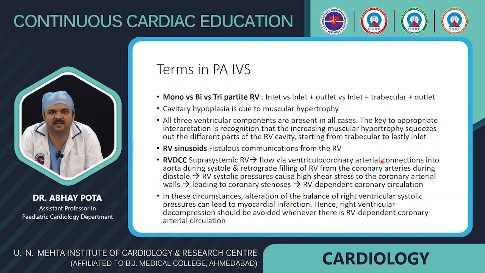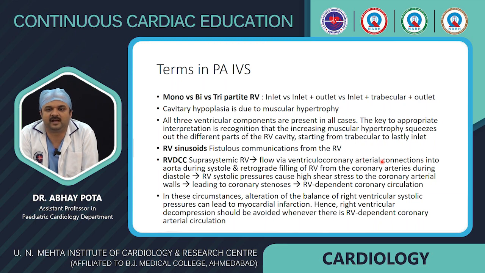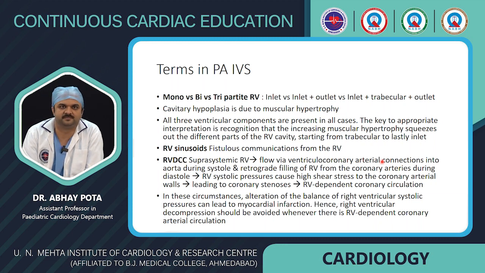So, for example, in case of PIVS, we image coronaries during coronary angiography, and we find that there are multiple either coronary atresia or coronary stenosis. So we know that coronaries are mainly getting filled via the right ventricle during systole. Now in that case, if we inadvertently perforate the RVOT, then RV pressures will go down. Once the RV pressures go down, coronary filling will decrease, and hence myocardial infarction can occur.